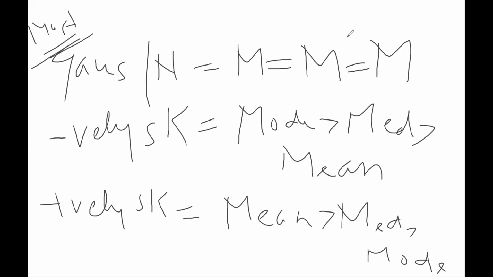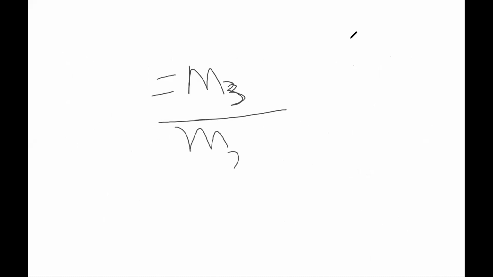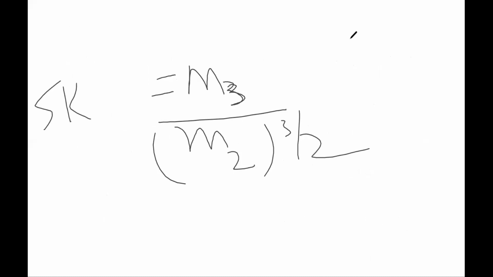So next, this is called skewness. And the formula for skewness is usually represented by M3, the third moment divided by the second moment to the power 3 by 2. You don't have to learn this formula, but just keep in mind that the skewness formula is like this: third moment divided by second moment to the power 3 by 2.